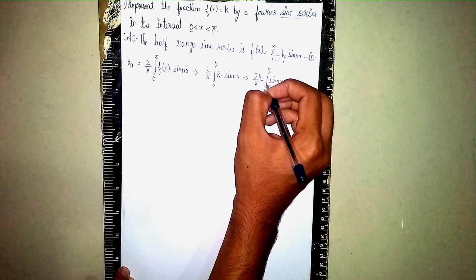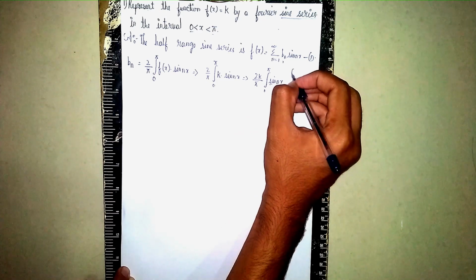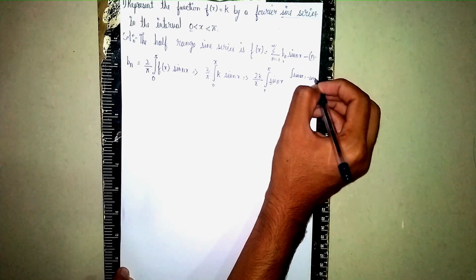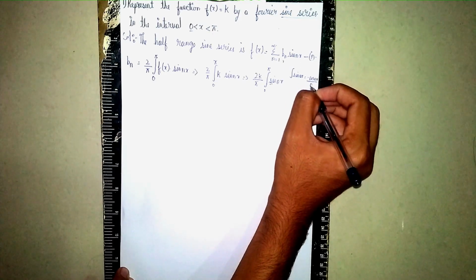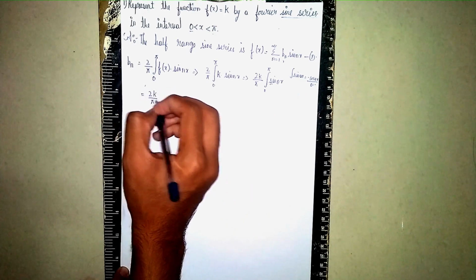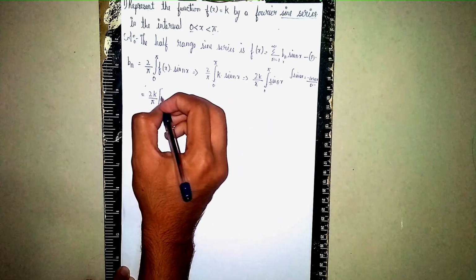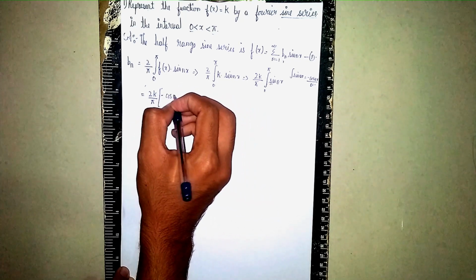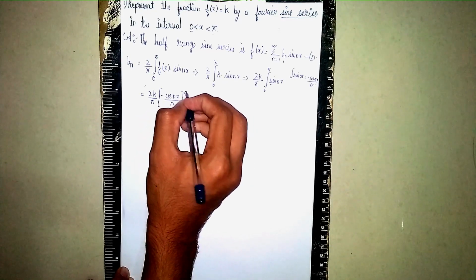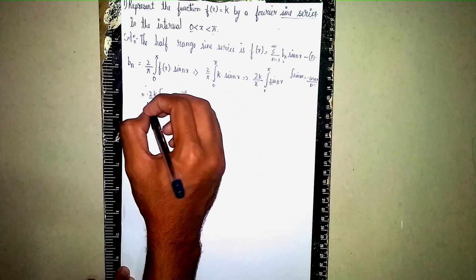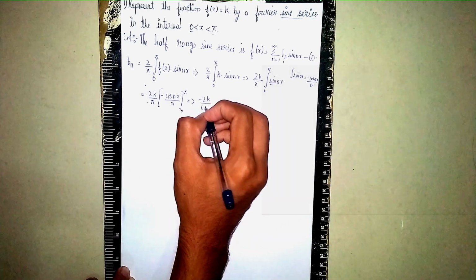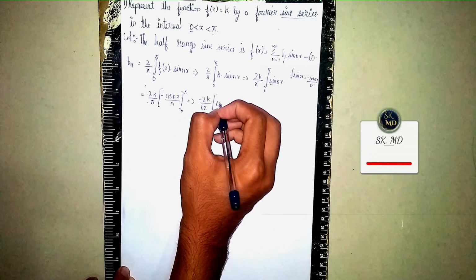Now integrate. It is in the form of sine ax. Integrate sine ax is equal to minus cos ax by a. So it becomes 2k by pi, open a square bracket, then minus cos nx by n, close the bracket, with limits 0 to pi. Now take minus outside and n outside, so it becomes minus 2k by n pi cos nx.